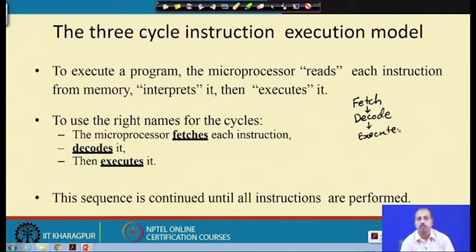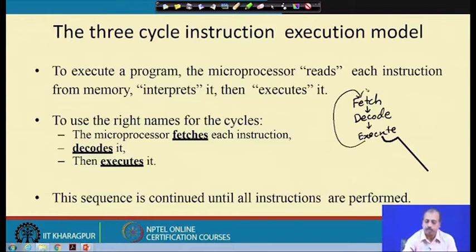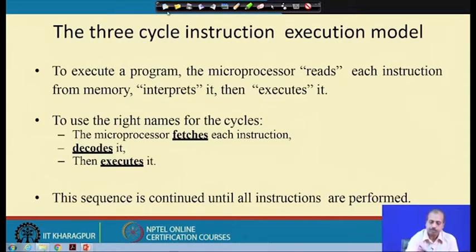After the execute is over, the processor is done with the current instruction. So, it should get the next instruction from memory. So, what it does? It now goes back to the fetch operation to get the next instruction and execute it. So, this way fetch, decode, execute forms a cycle. If you look into any processor, it will have these fetch, decode, execute cycles.